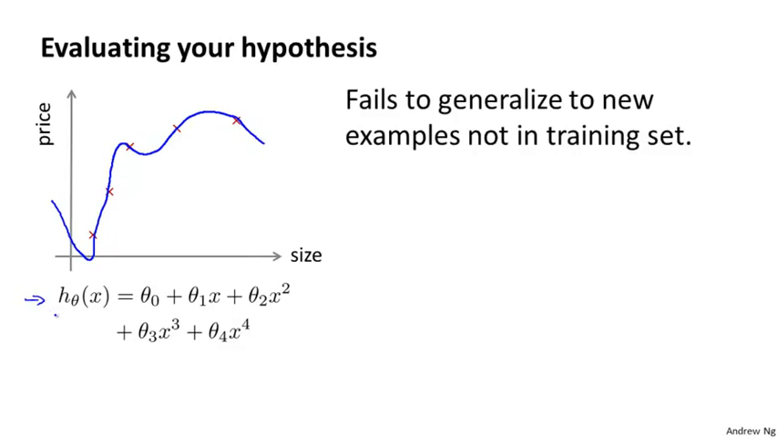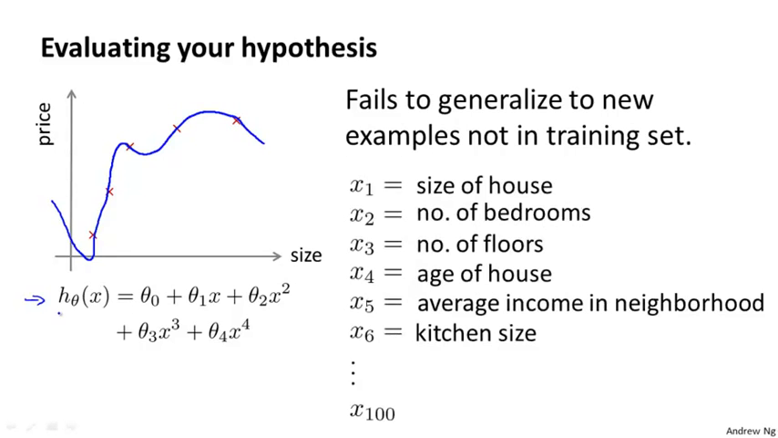So how do you tell if a hypothesis might be overfitting? In this simple example, we could plot the hypothesis h of x and just see what was going on. But in general, for problems with more features than just one feature, for problems with a large number of features like these, it becomes hard or maybe impossible to plot what the hypothesis function looks like, and so we need some other way to evaluate a hypothesis.